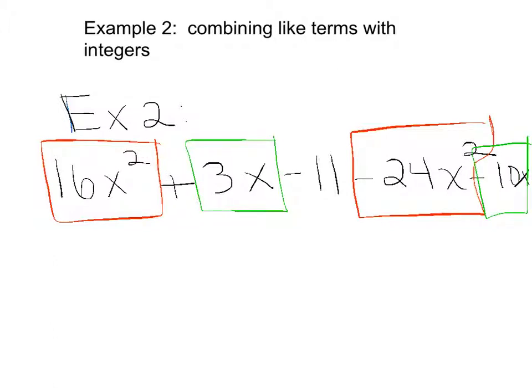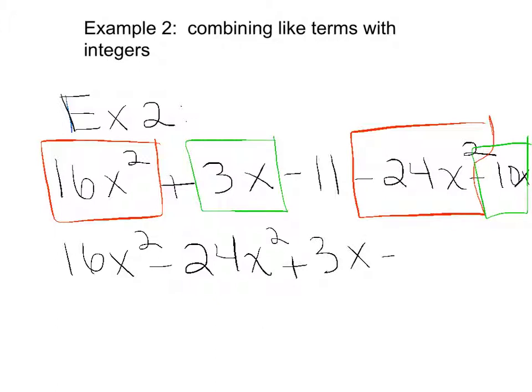Now I'm going to combine my like terms. 16x squared and negative 24x squared plus 3x minus 10x minus 11. I like to rewrite it so I can see what I'm doing and then follow the order of operations.